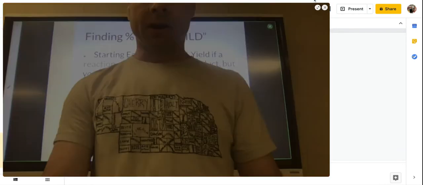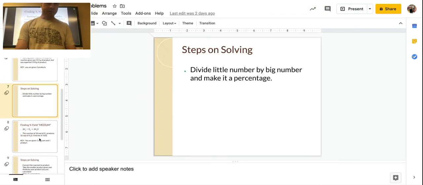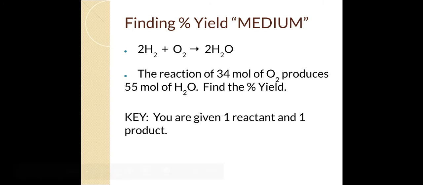So that was mild. Let's go to the medium. So let's just skip down here and just start right here. Okay. So what's a medium problem look like? Medium problem looks like this. You have 34 moles of O2 and it produces 55 moles of H2O. Find the percent yield. Now, the nice thing about percent yield is that when you get to that last step, if you can get them in the same measurement, then you can do the division. If you calculate one thing in grams and one thing in moles, then you've got to deal with it.